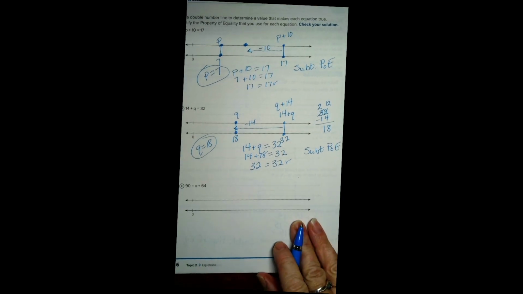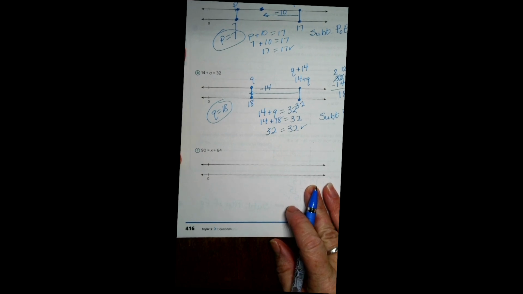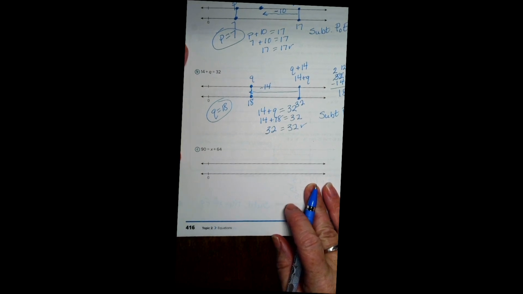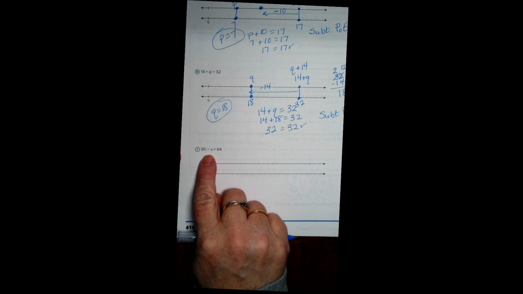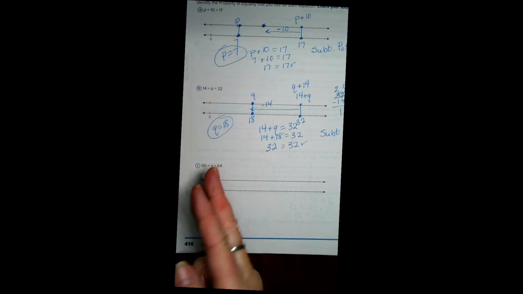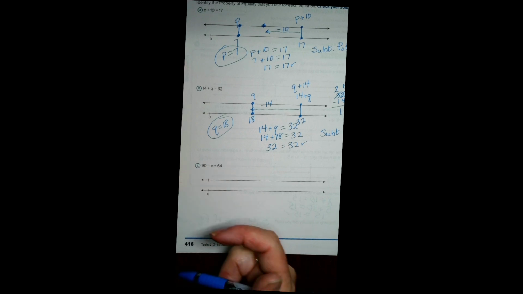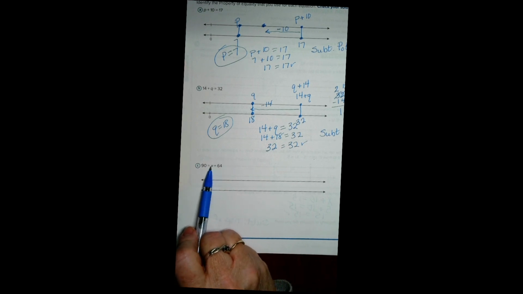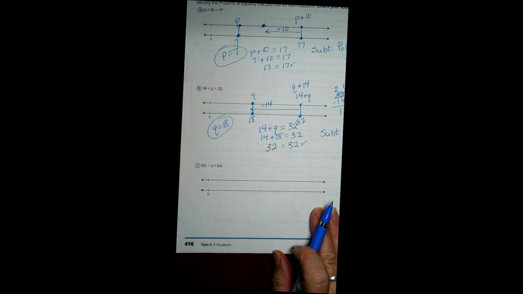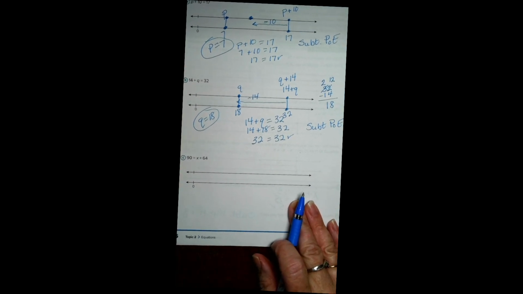We're still using the subtraction property of equality. 90 equals x plus 64. So now they've put the equation, kind of flipped it. The equal sign comes much earlier here. So normally we would say x plus 64 equals 90, but we've written it the other way around. It's not a big deal. It still means the same thing.